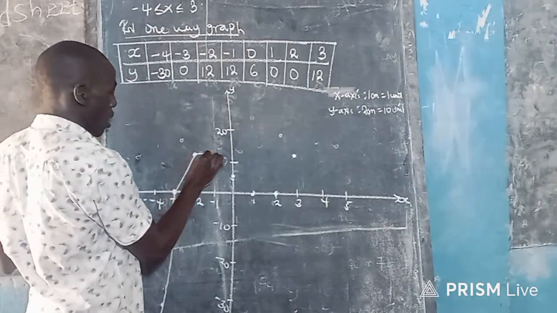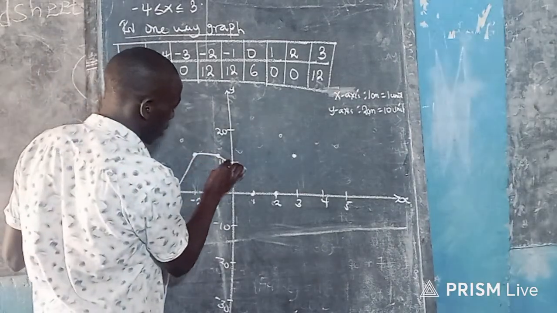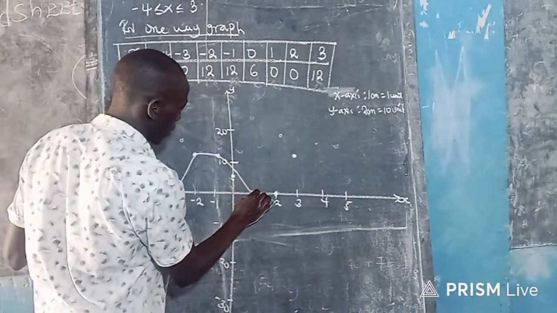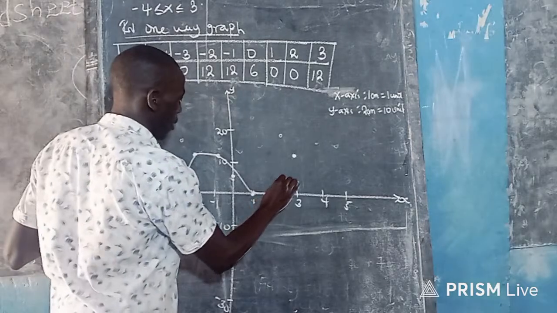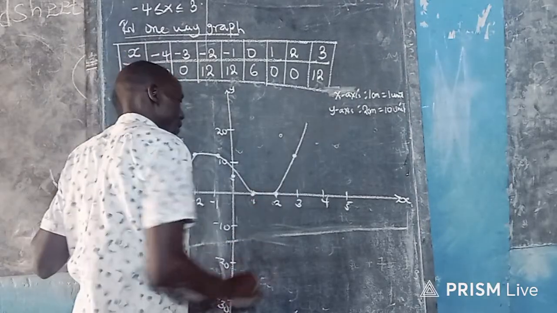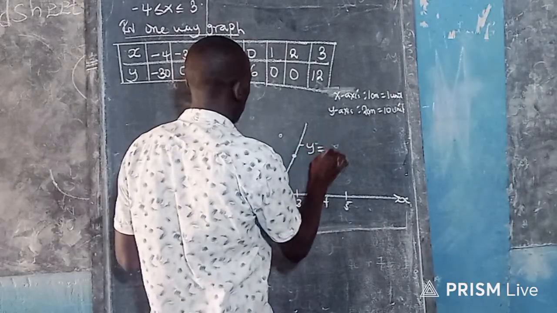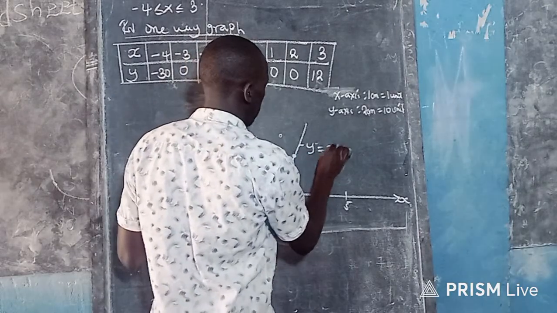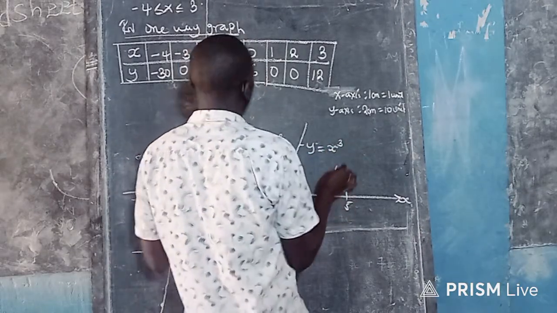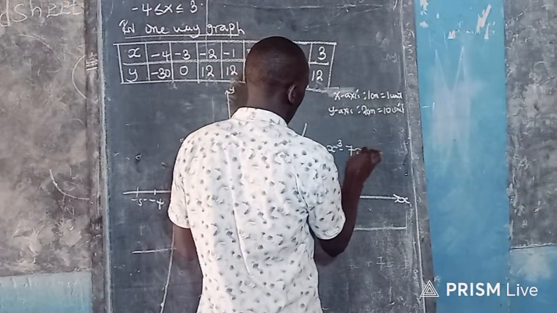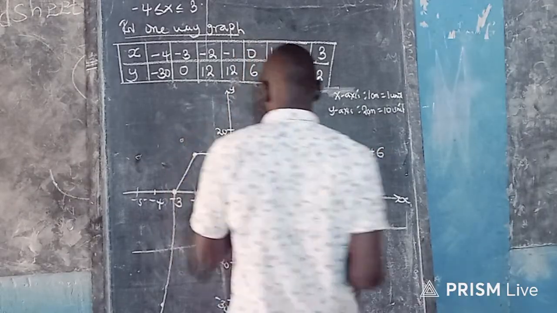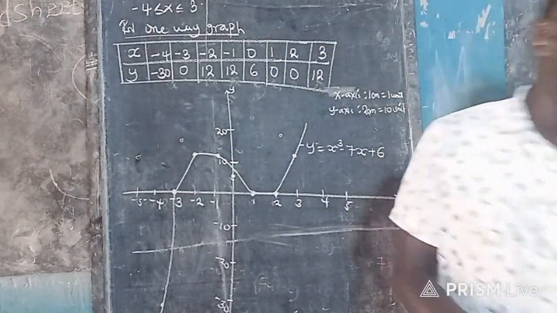So this value, this, then this, like this, then we have that. So this is y equals x cubed minus 7x plus 6.